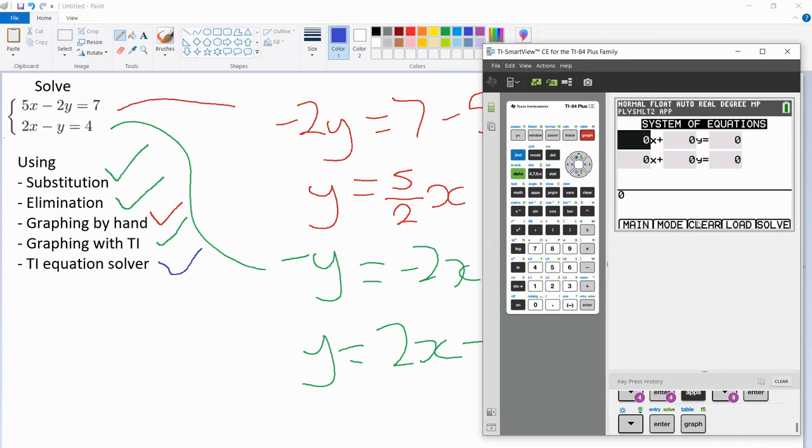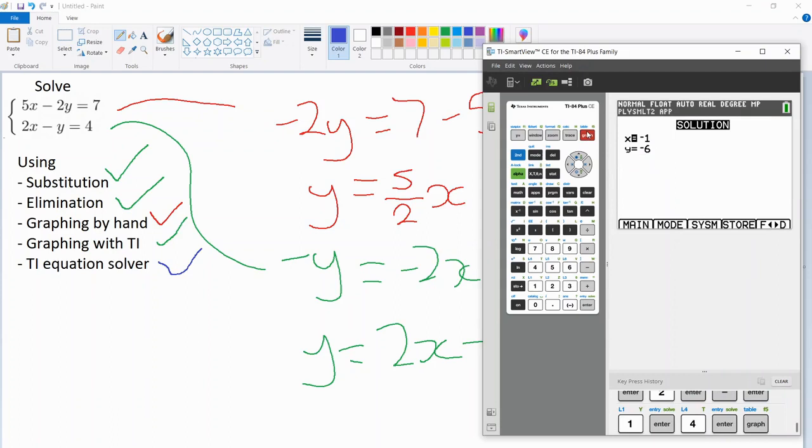So type them in, pretty much type in the equation as written. 5 minus 2y equals 7, and 2 minus 1y equals 4. And if we solve that, again, same answer. So we've done all the different techniques, and we've managed to get the same answer for all of them. So there you are.